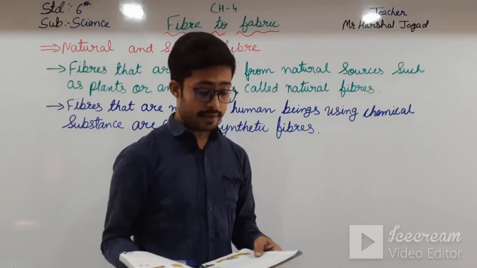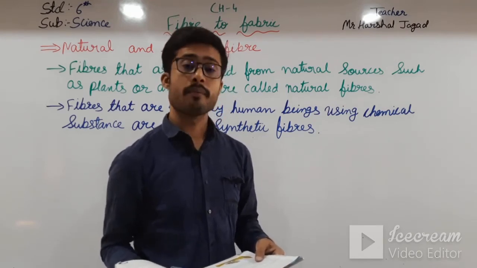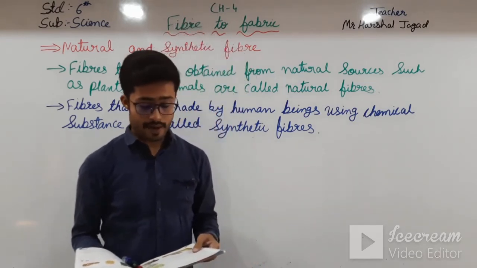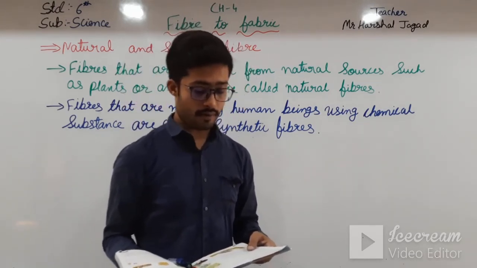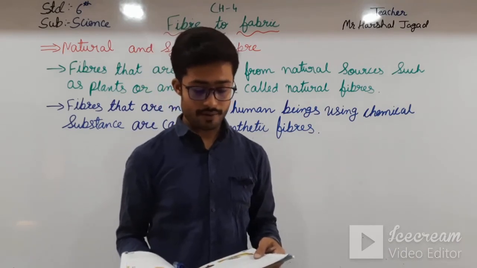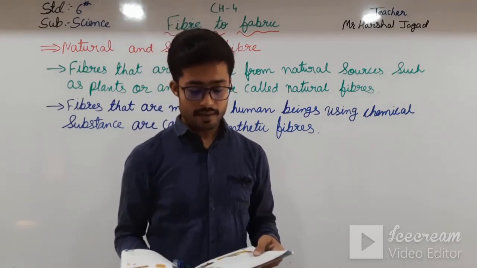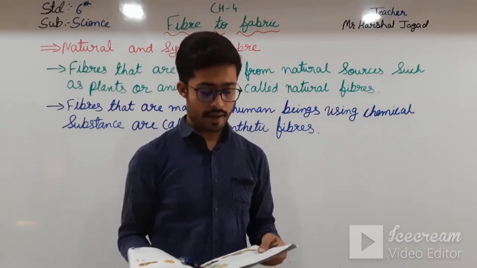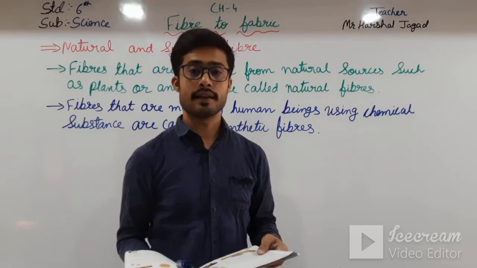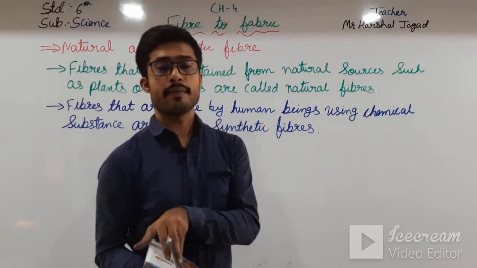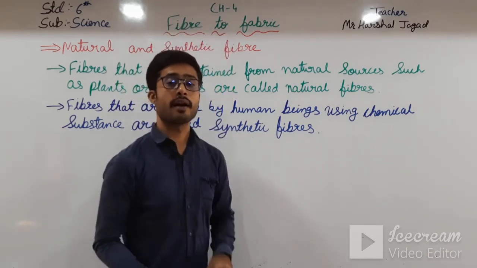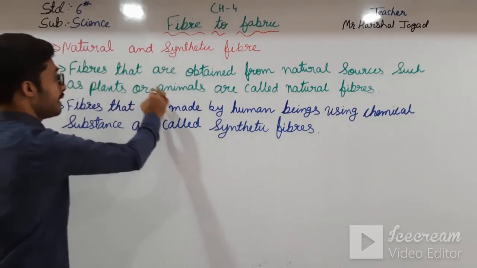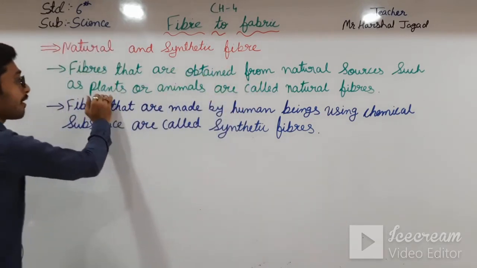Okay, students, in this chapter we will learn about plant fibers in detail. So, what are plant fibers? Plant fibers are obtained from different parts of plants. Examples of plant fibers are cotton, jute, coir, hemp, flax and silk cotton. So, in this chapter we will see plant fibers in detail, which means natural fibers.